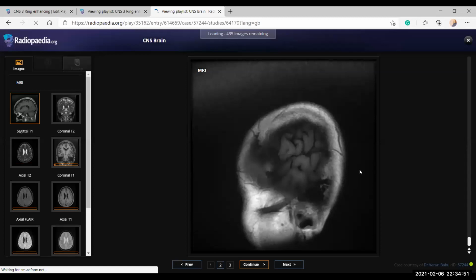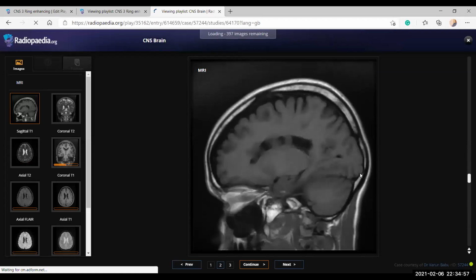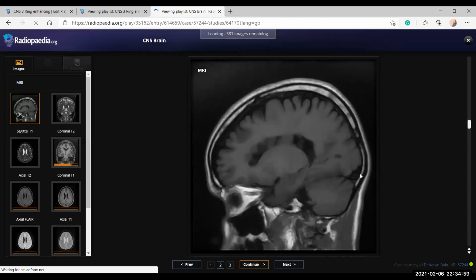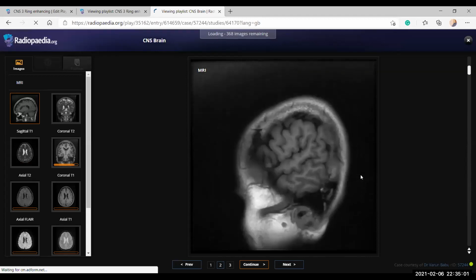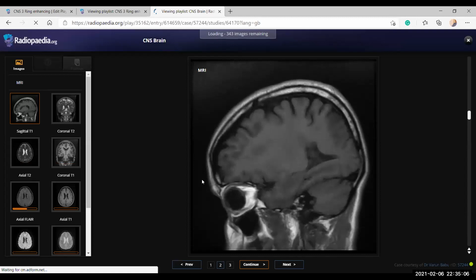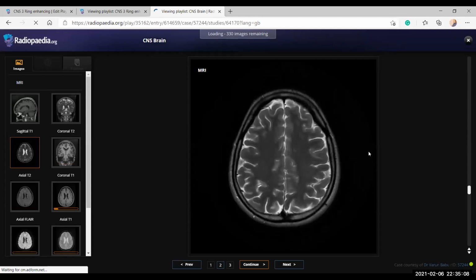Okay, this is a multiplanar multi-sequence MRI of an adult patient who presented for routine follow-up. This is in sagittal T1. Can I see the axial T2 and FLAIR? Can I start with axial? Okay.